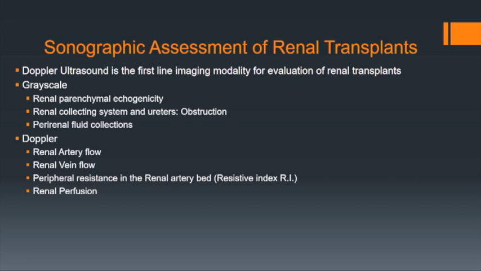We use Doppler to look for flow in the renal artery and the renal vein to look for obstruction. Then we look for peripheral resistance in the renal artery bed as a marker of graft dysfunction. And the metric we most commonly use is the resistive index, or RI, which I will refer to in the rest of my presentation. And we use color and power Doppler to assess renal perfusion.